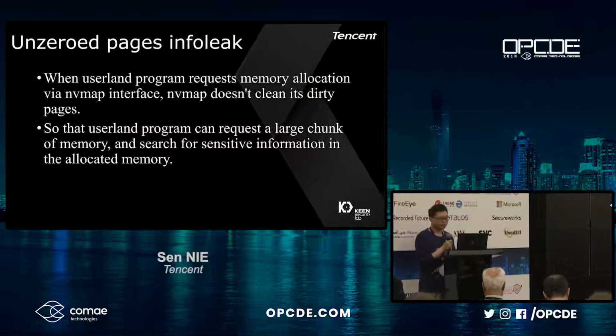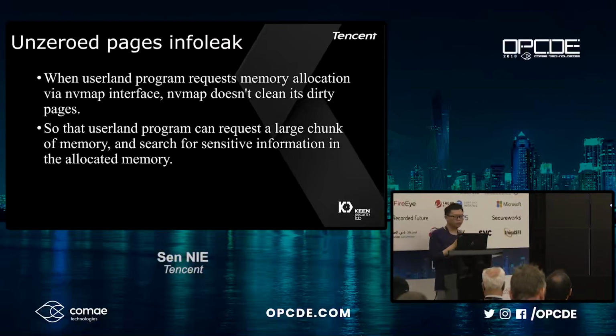And this is another info-leak bug. It's a common mistake in the memory management implementation. It's like when a user-land program requests memory allocation via the nvmap interface, nvmap doesn't clean its dirty pages, so that we can request a large chunk of memory and search for the sensitive information in the allocated memory.